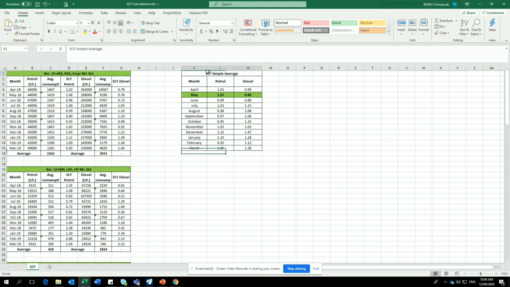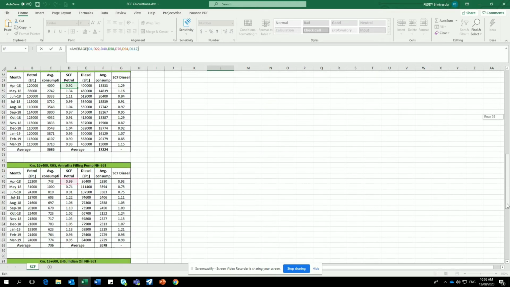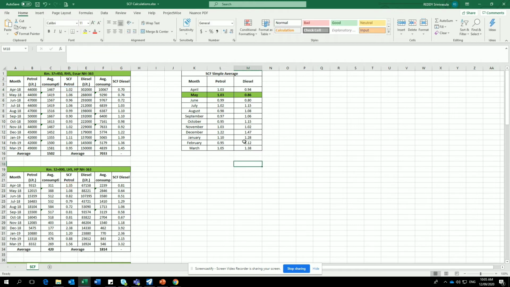Then the seasonal correction factor is a simple average. So for April, just the average of this 1.02, 1.35, then the other petrol pumps. Similarly for May, June, July, August, for all these months, one year. Then you have to take the data for the month in which you have done the survey. So I am taking 1.03 and 0.86 because we carried out the traffic survey in that month.